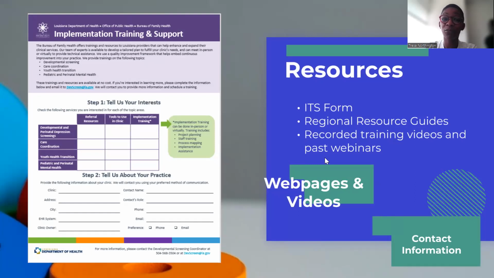So this is kind of a one-stop shop here for a lot of the programs we have here at BFH, Bureau of Family Health. So we have our implementation training support form, fill this out, comes directly to us. We get started by contacting you to set up a meeting to just go over what was stated on there to get your process customized and ready for you.